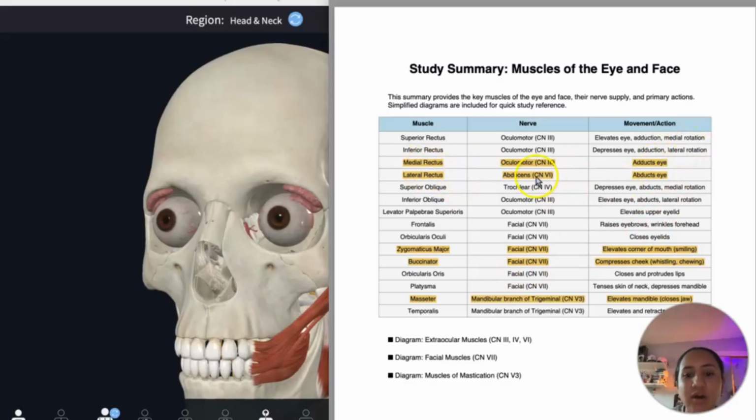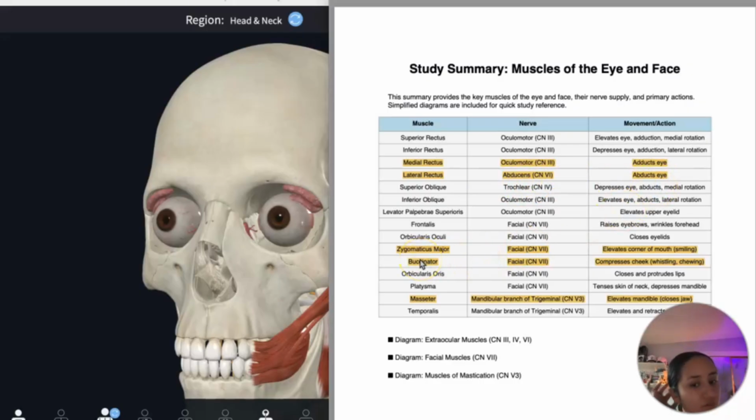So these are the two eye muscles that I chose, and these are the three facial muscles that I chose. I chose the medial rectus. This muscle is innervated by the oculomotor nerve, so cranial nerve 3, and this muscle adducts the eye. And then the other one I chose was the lateral rectus. The nerve that innervates this is the abducens nerve, and this is cranial nerve 5, and this abducts the eye.